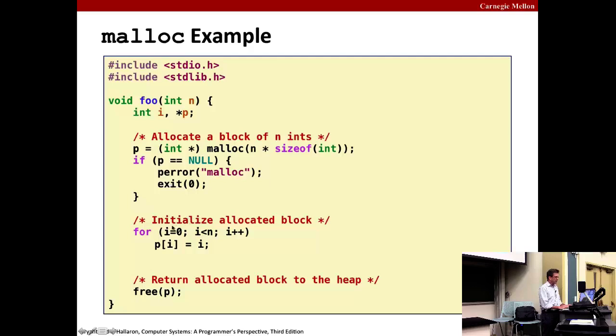Now once we've got that pointer p, we can treat it just like an array. So inside the loop, if we want to initialize it, we loop across the elements of the array, initializing each one to some value. Now when we're finished with this chunk of memory that we've allocated, then we free it by calling free with the pointer p.